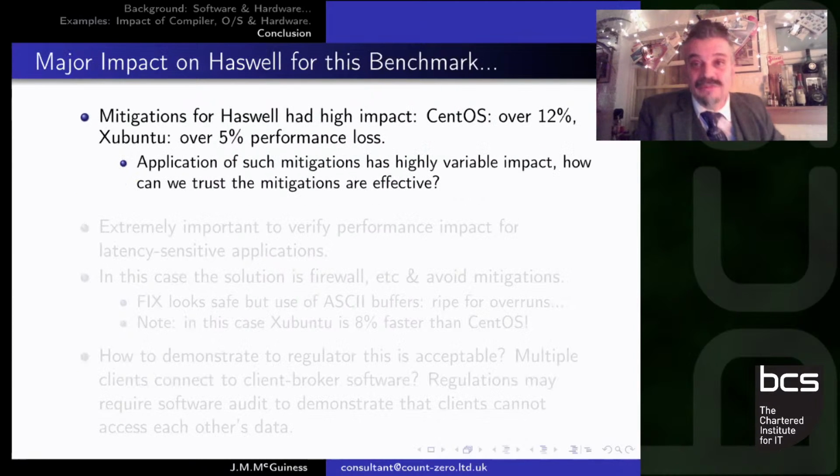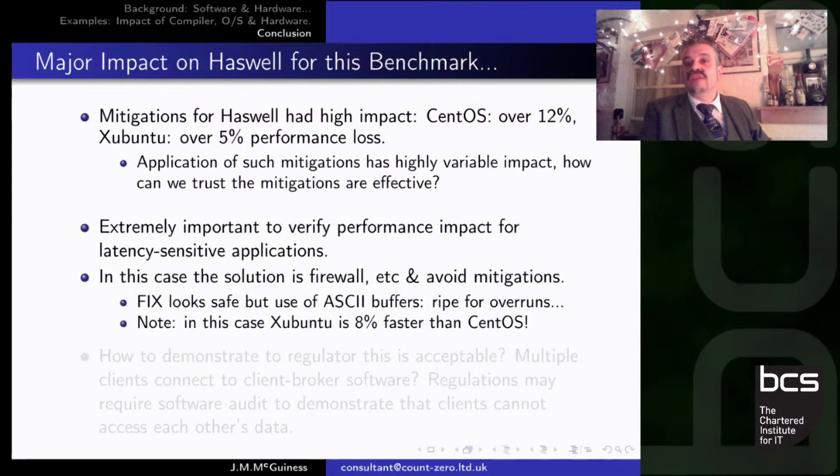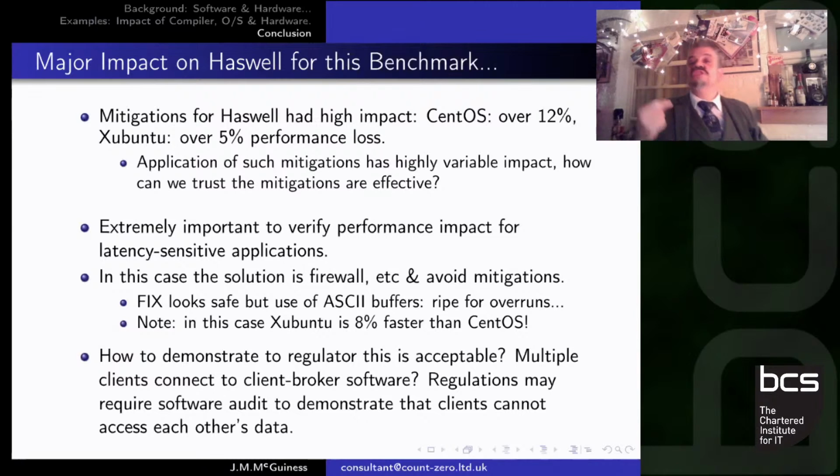Sadly, these are the times we live in. Mitigations for Haswell had a high impact on CentOS, over 12%. Ubuntu, over 5% performance loss. It's extremely important to verify these performance impacts. And also, for example, you may need to look at other things, not just your system. Your system might include the networking in between, so you might have firewalls, etc., that might need mitigations.